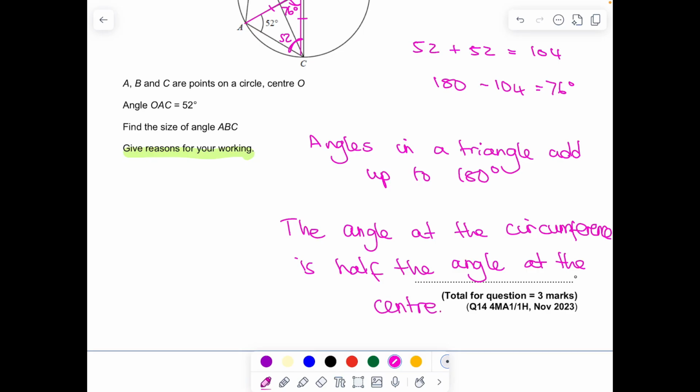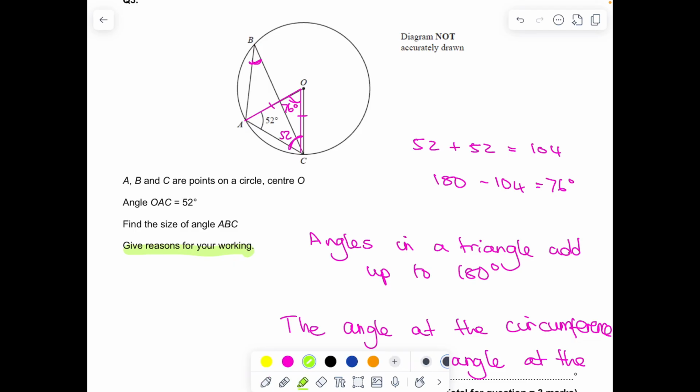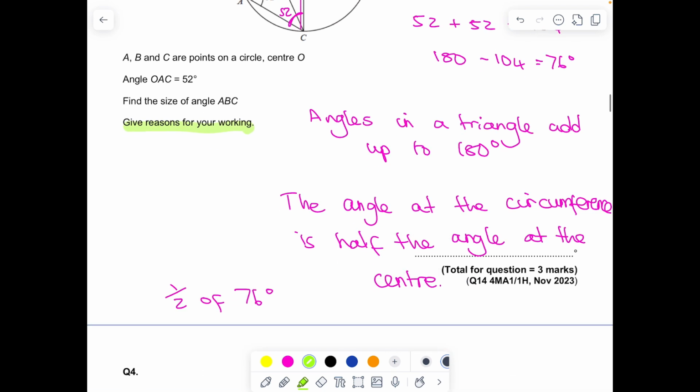And so we just need to find half of 76 degrees because this is the angle at the centre and this should be half it. And so half of 76 gives you 38 degrees. Okay, so you just put your reasons down as well as the answer.